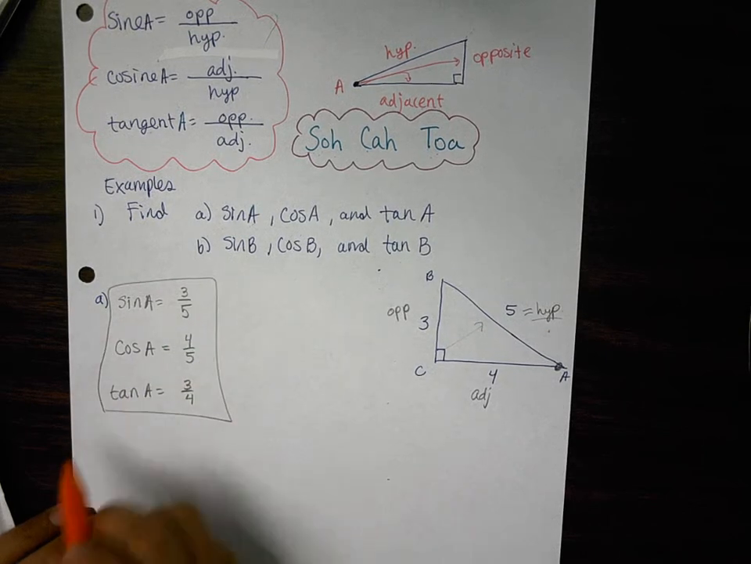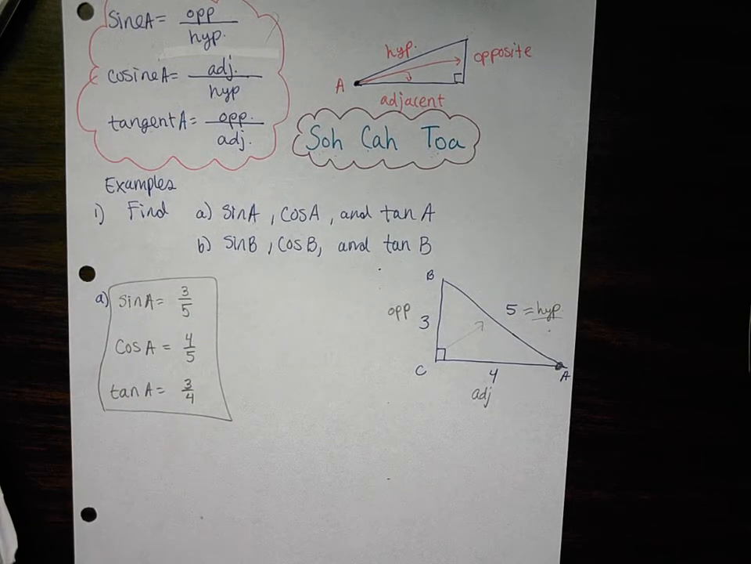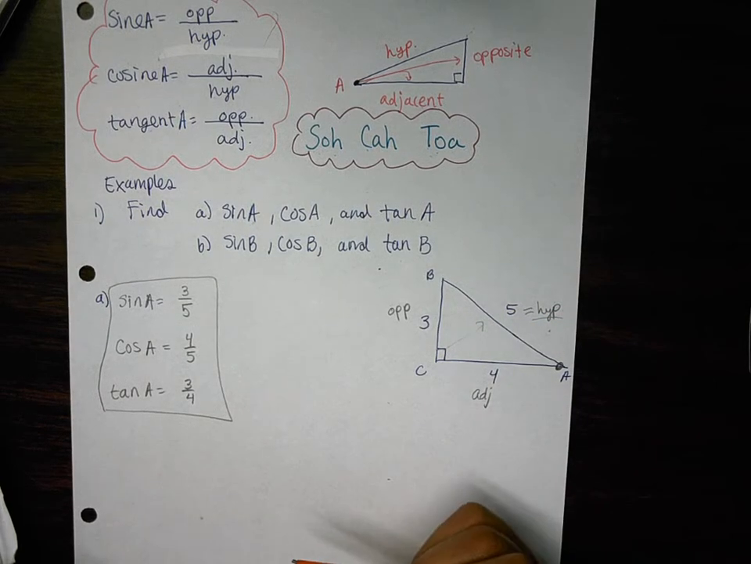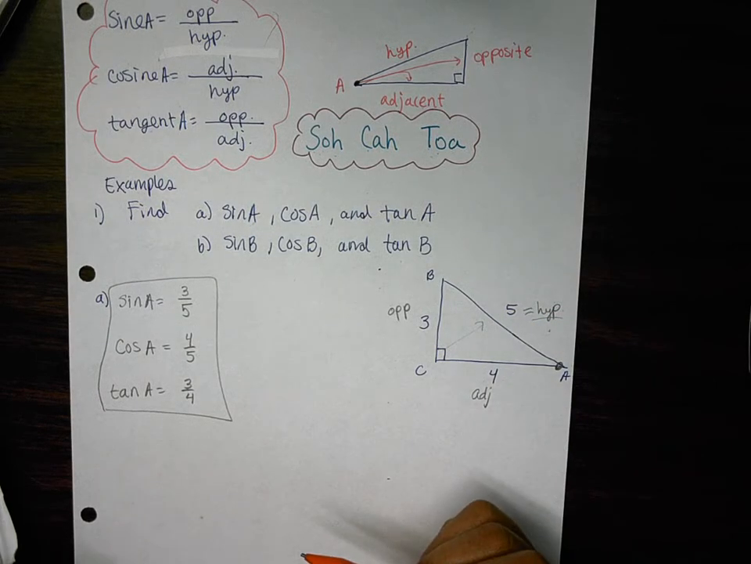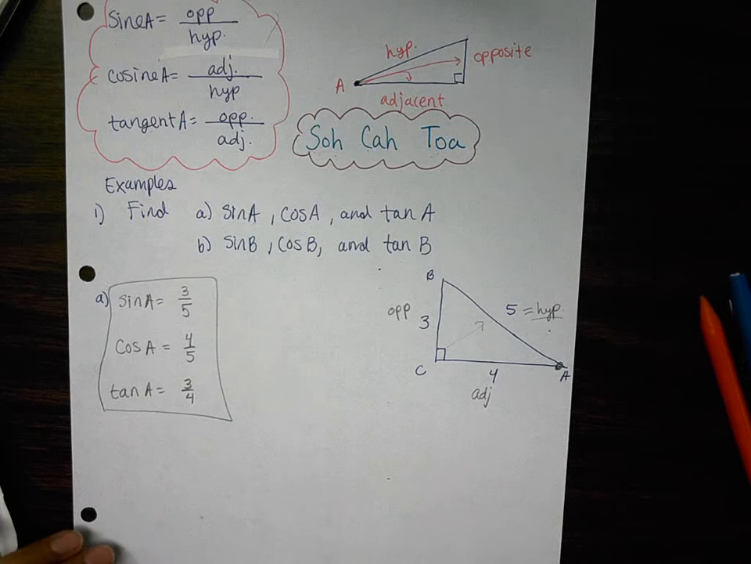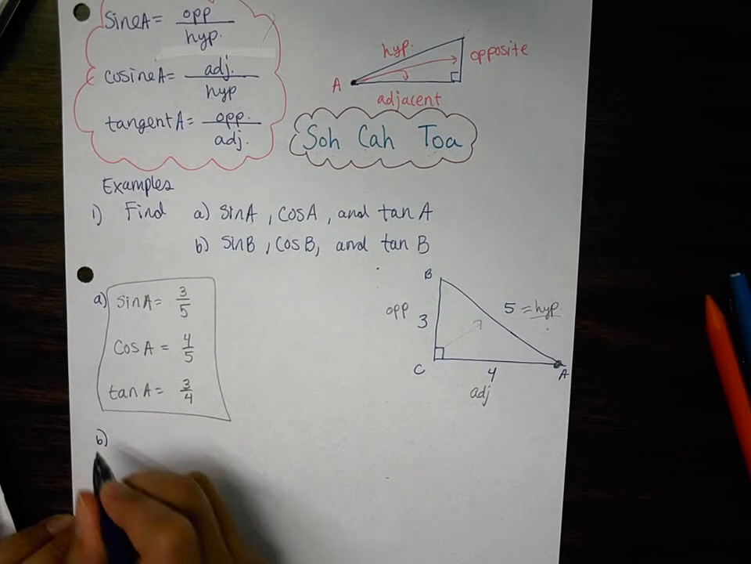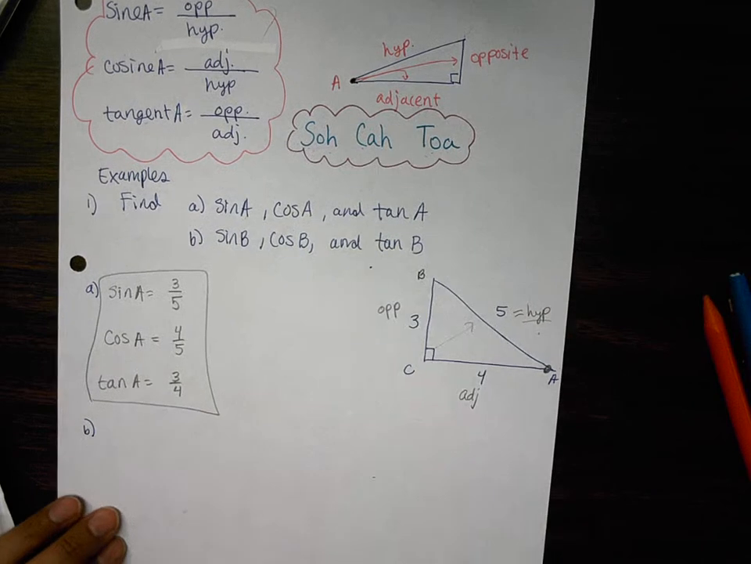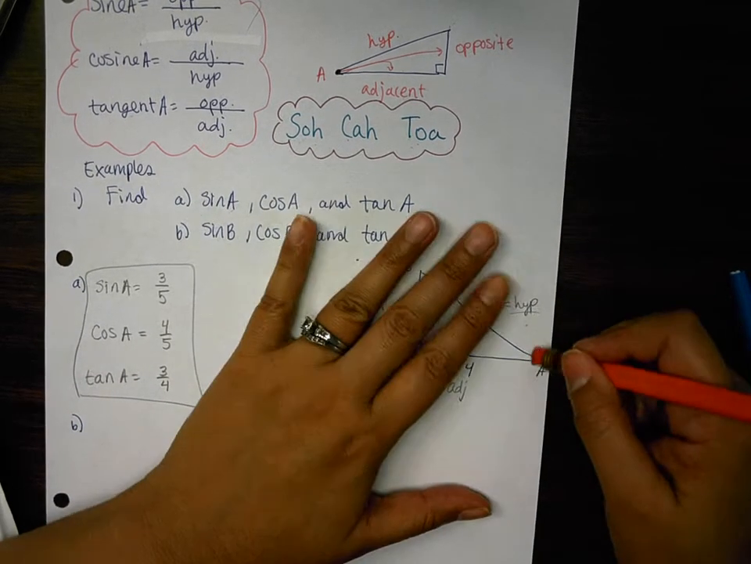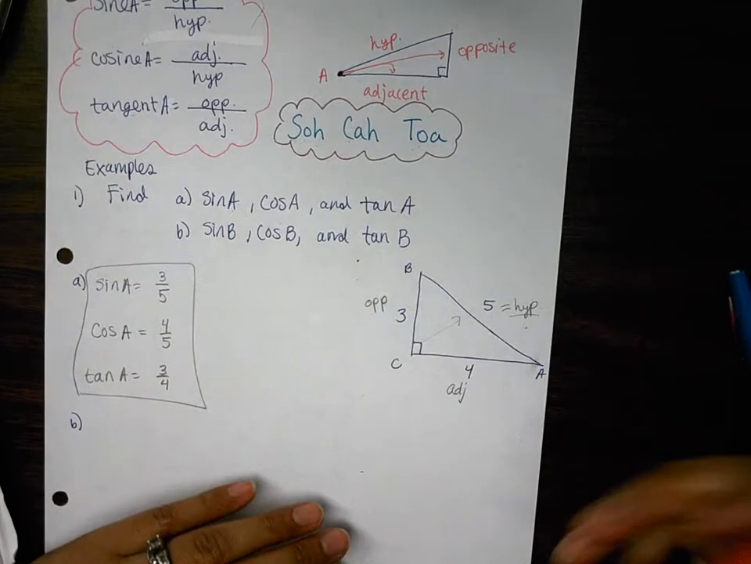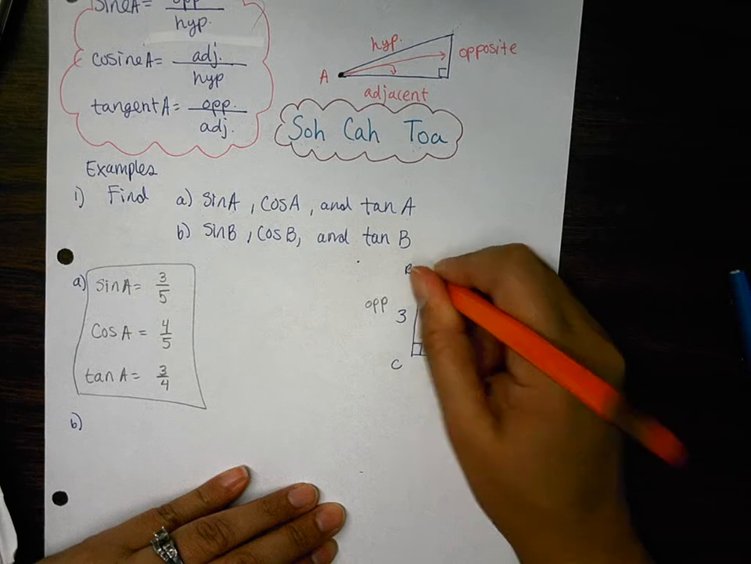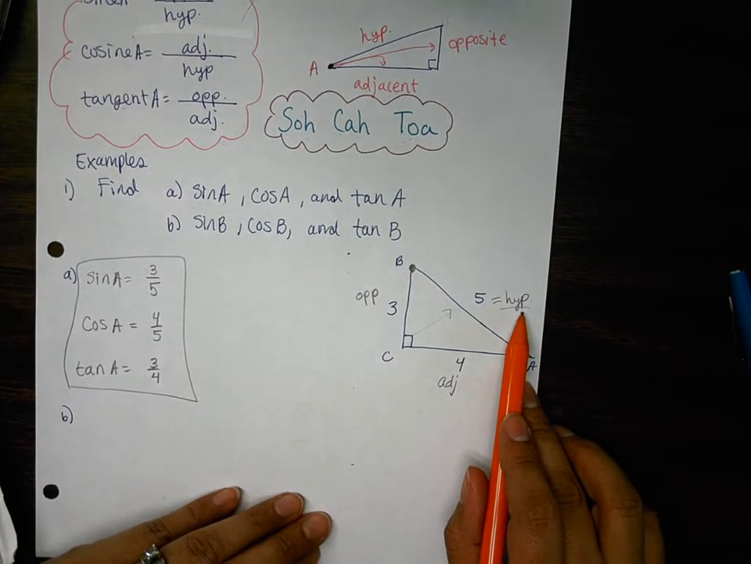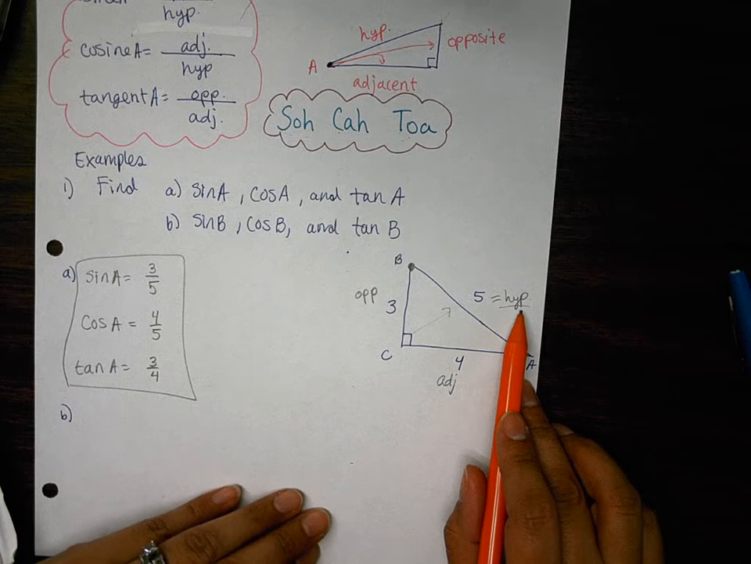Any questions? Do you agree once you label your sides appropriately, it's not really that hard? Okay. Any questions on part A? Part B is asking me to do the same thing, but now for which angle? B. So I'm going to take my pencil, I'm going to erase the marking there. I'm going to mark B. And what is the hypotenuse going to change, or is it still going to be called the hypotenuse? The hypotenuse is always the hypotenuse.